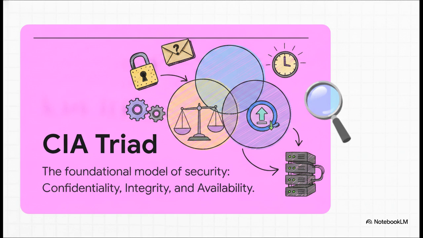Think of it like this interlocking Venn diagram. Every single security control you put into your code has to strengthen one or more of these pillars. It gives you a way to ask the right questions during system design. Who should see this data? Who can modify it? And hey, is it actually going to be there when they need it? As we go through these, I really want you to apply this directly to the code you're writing right now.